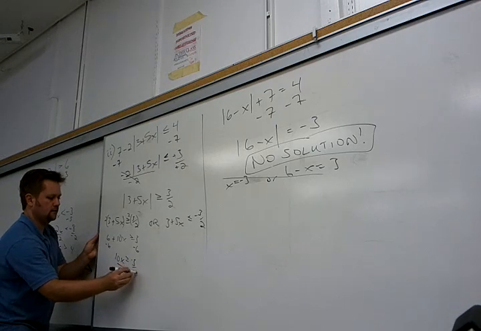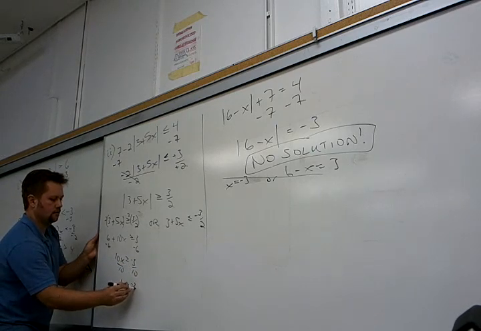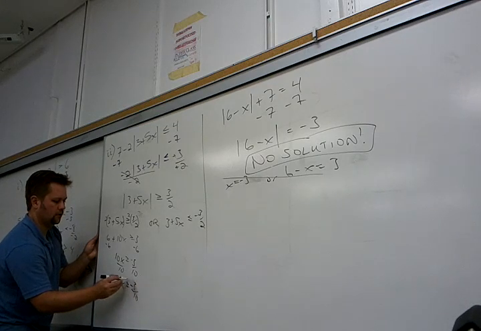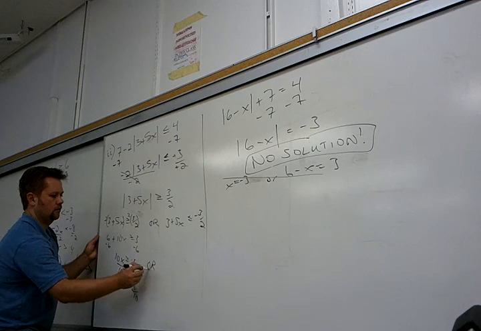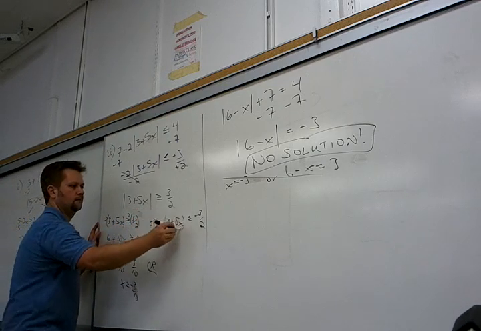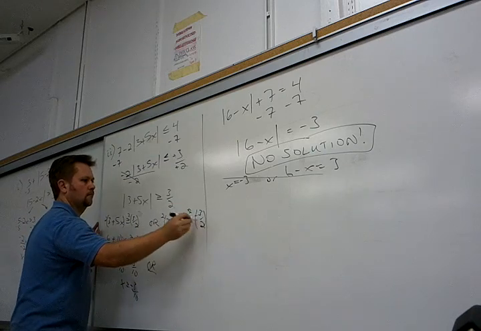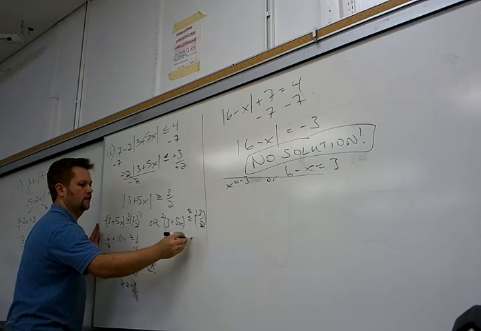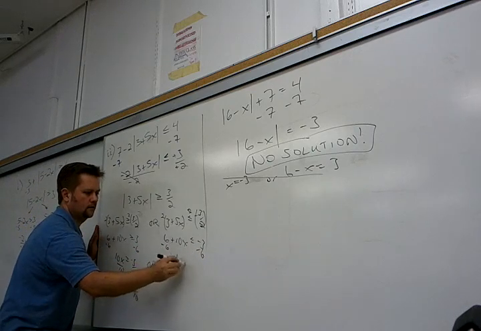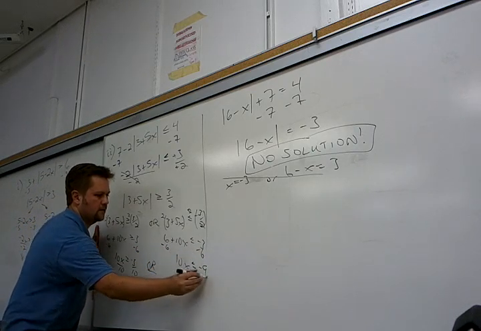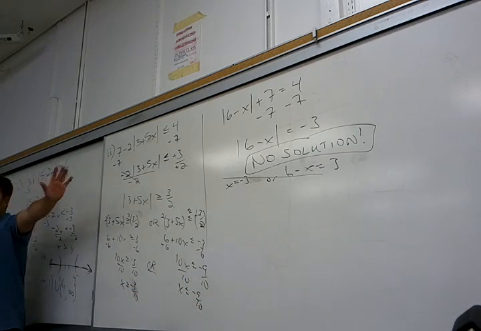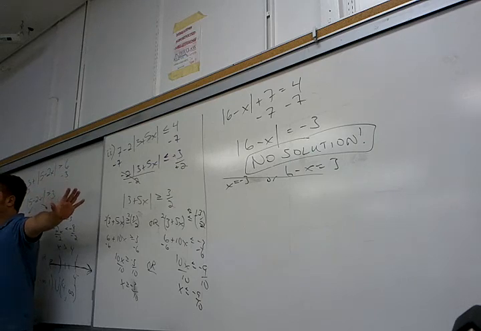Divide by 10. So you get that. Or, and then just the other side. Same idea, I could double it. So you get 6 plus 10x, less than or equal to -3. Subtract 6. Divide by 10. So above -3/10 or below -9/10, right?